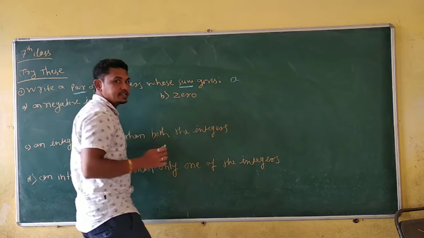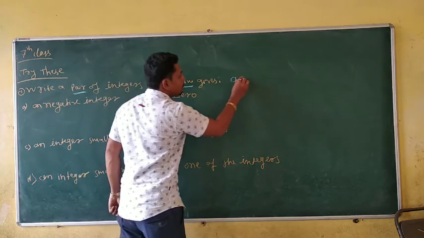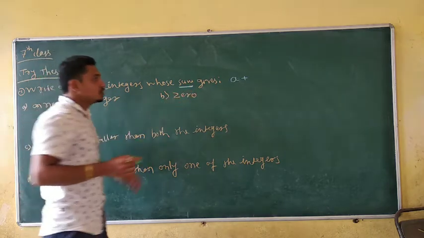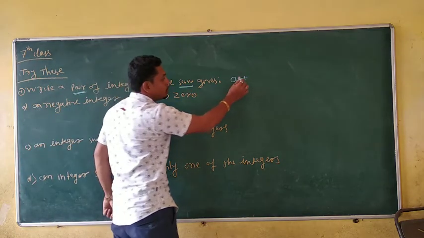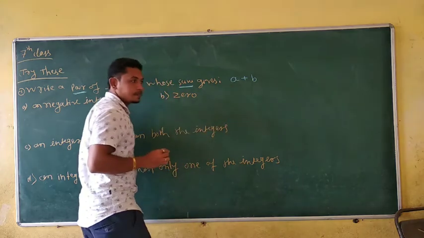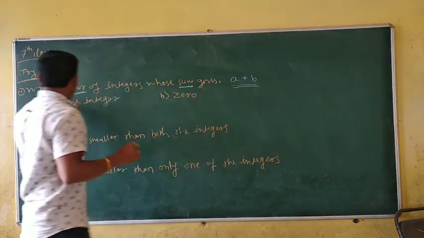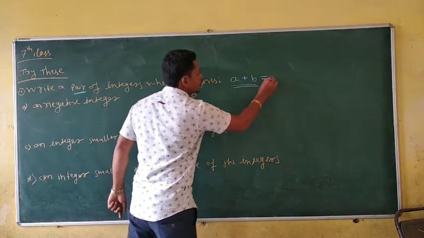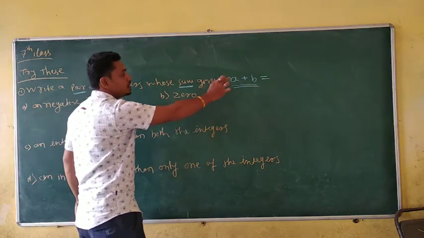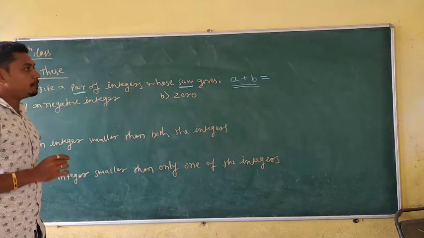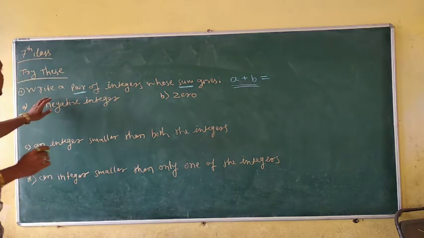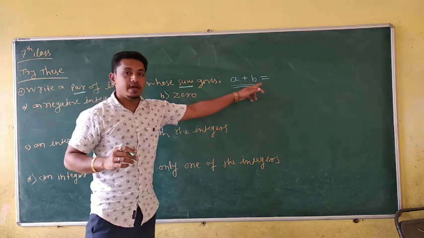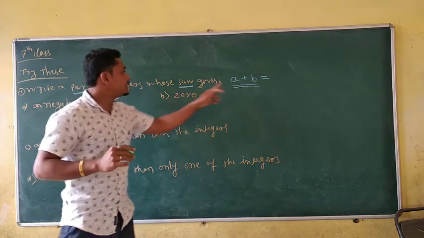Consider a is an integer, and sum means plus. Difference means minus and sum means plus. So a is an integer plus b, which means the question is a plus b. A plus b gives means a plus b is equal to something. Write a pair of integers: a and b is the pair of integers, and sum is plus.